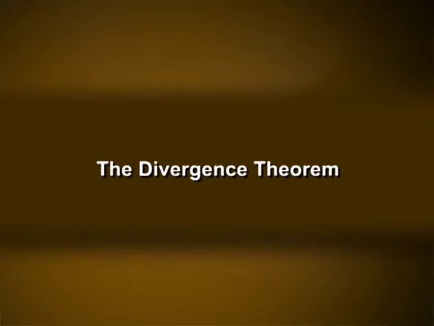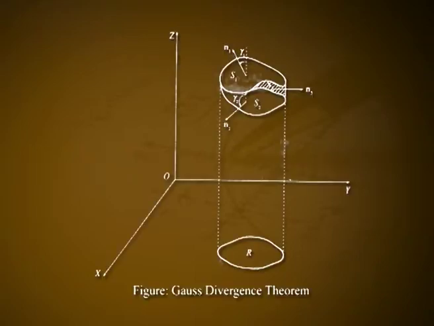The divergence theorem, Gauss divergence theorem. The volume integral of the divergence of F taken throughout a bounded domain V equals the surface integral of the normal component of F taken over S, the boundary of V. That is, triple integral over V of ∇·F dV = double integral over S of F·n dS. Equation number 1.